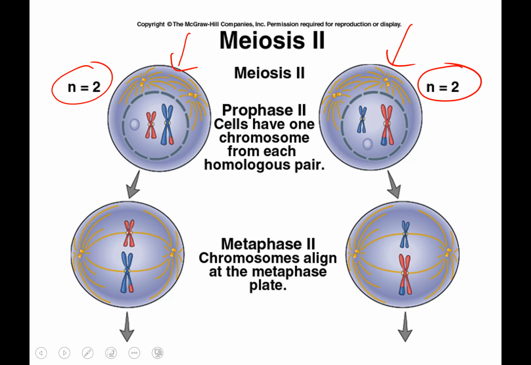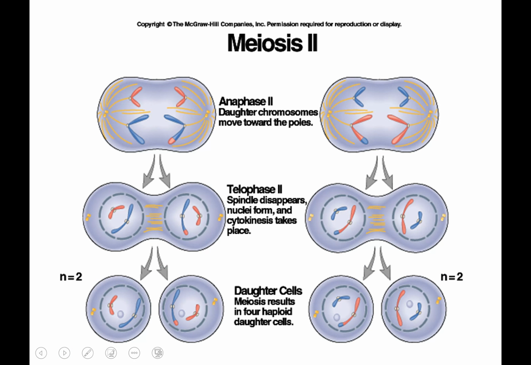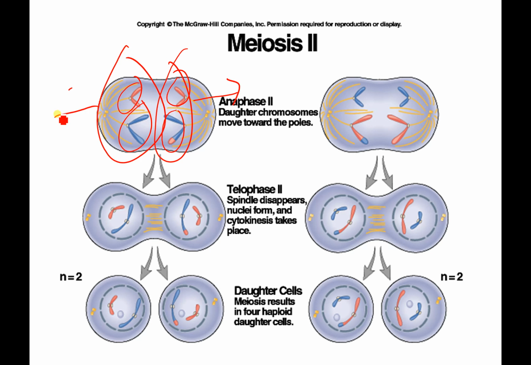Then we get anaphase 2. In anaphase 2, the spindle fibers again shorten, but this time they pull apart the bivalent chromosomes into single chromatids. This set of DNA is pulled this way, and this whole set is pulled this way. And that happens in both cells.